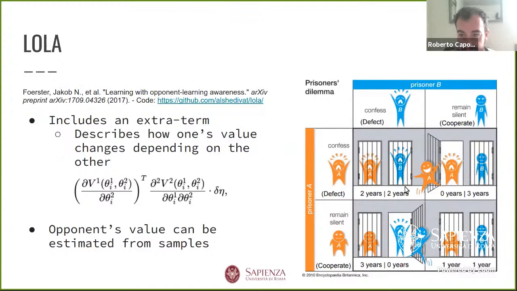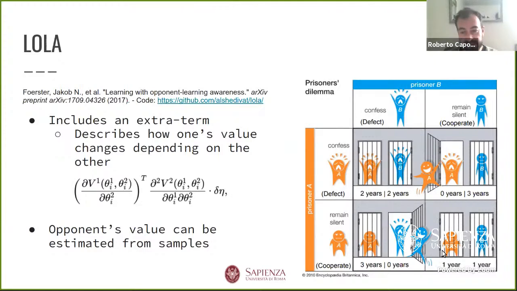But if both of them cooperate, so both of them remain silent, so they cooperate with each other, not with the police, they remain silent without confessing anything, they will stay in jail only 1 year. So the best solution for both of them is, as you can imagine, to remain silent in this specific scenario.